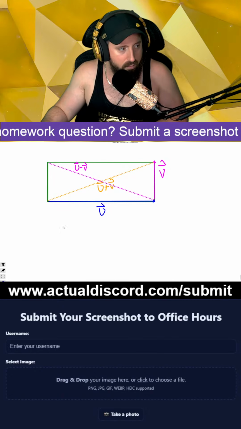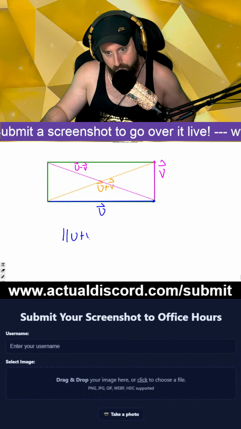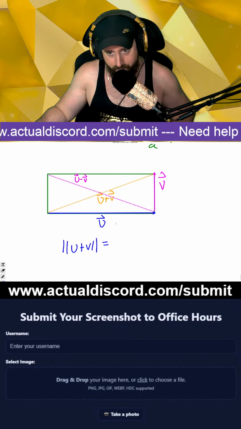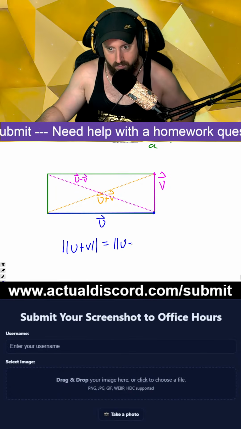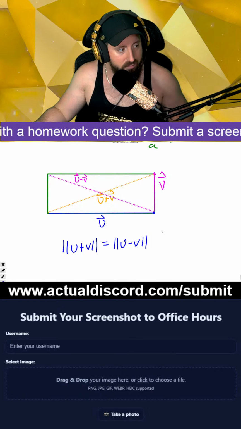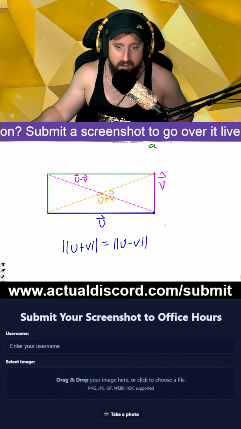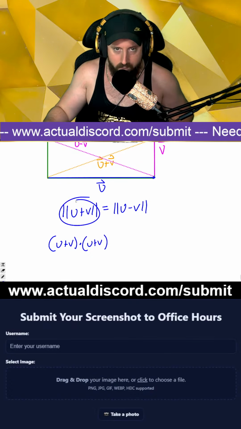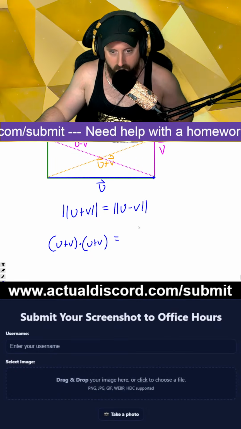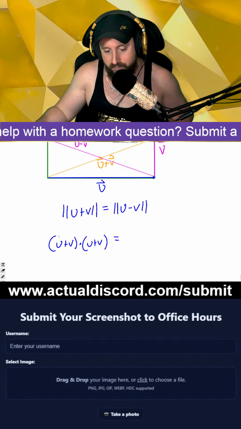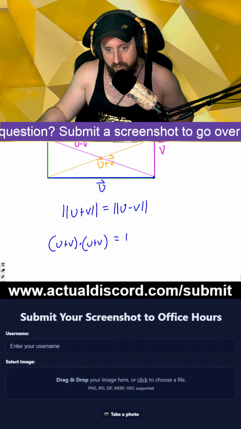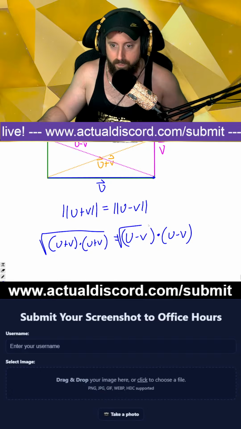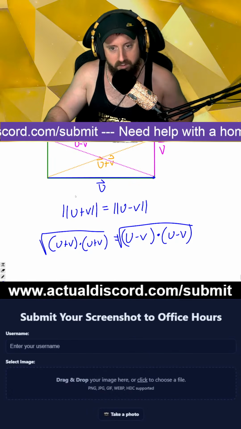Okay, one sec. The magnitude of u plus v, because they said that the diagonals are of equal lengths. So that means that u plus v and u minus v must be the same, right? To get the magnitude, it's the same thing as u plus v dotted with u plus v, and then you square root it. It's dotted with itself, but then square rooted. And this must also equal u minus v dotted with u minus v, right? That's how you figure out magnitude, yeah?